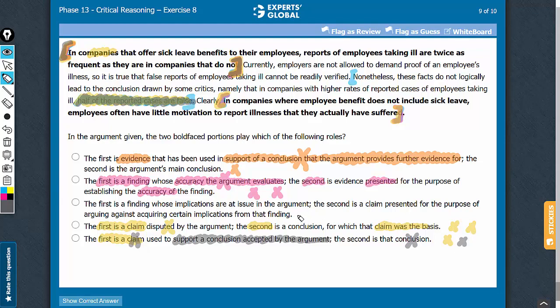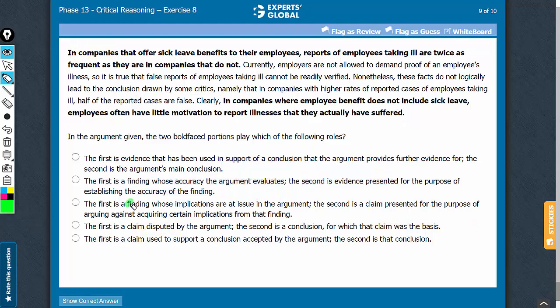Let's confirm answer choice C once. The first is a finding. Yes, calling this a finding, a concrete fact, is perfectly alright. Whose implications? So yes, see, the argument is trying to evaluate what the implications of these findings are, and in the process of doing so, the argument cautions against drawing certain implications. So this entire part, the first is a finding whose implications are at issue in the argument, is as good as it gets. Look at the second part here.